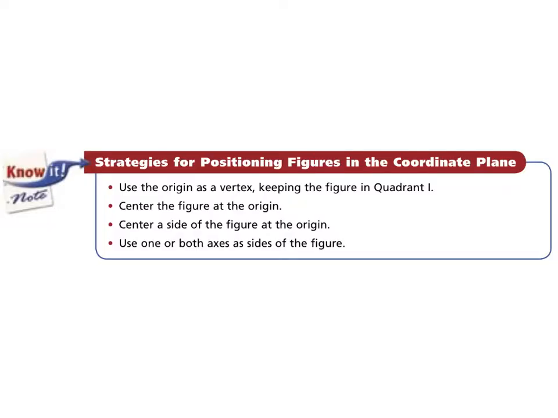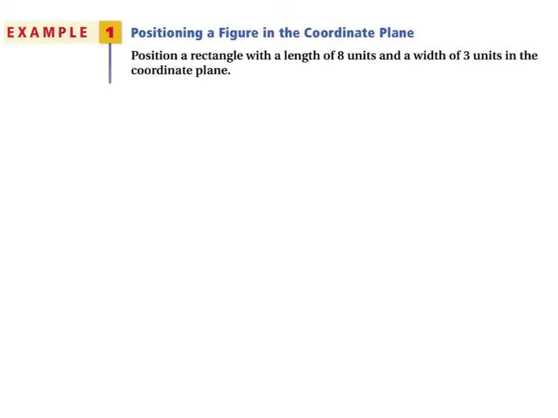So some strategies for positioning a figure could be: use the origin as a vertex, keeping the figure all in quadrant 1. Why? Because it's all positive. It may help you out. You could center the figure at the origin. You could center a side of the figure at the origin, or you could use one or both axes as sides of a figure.